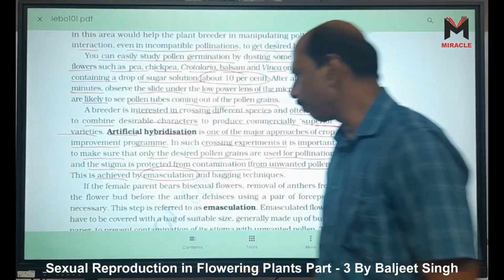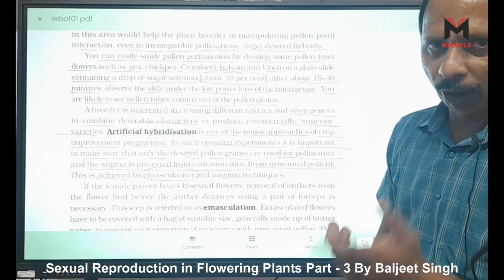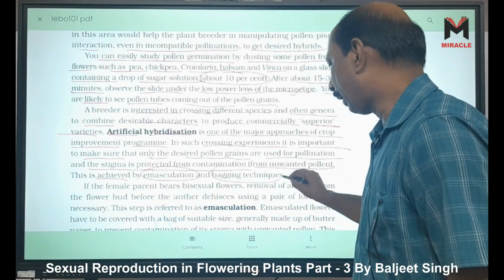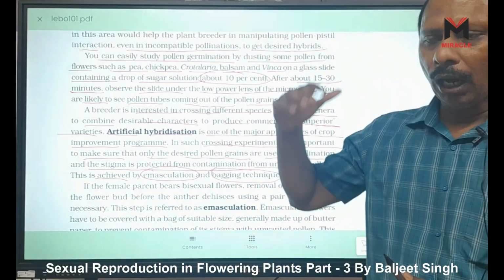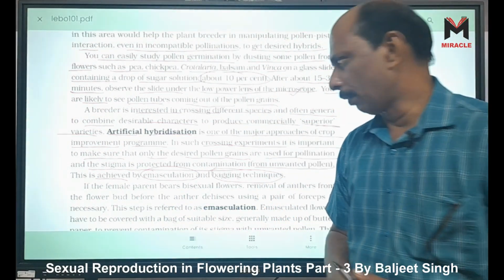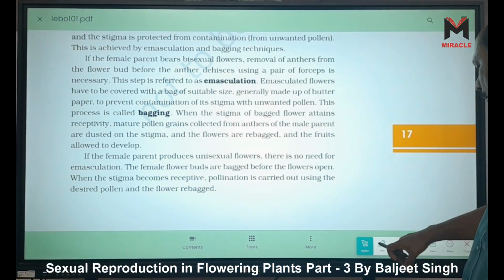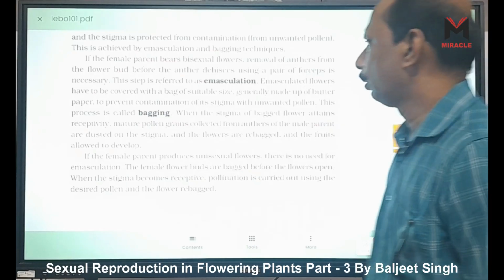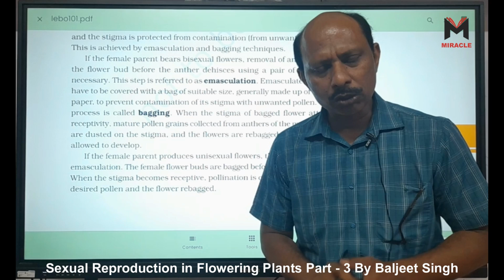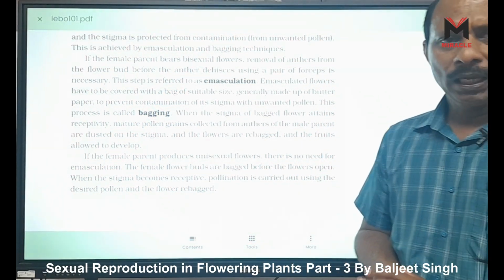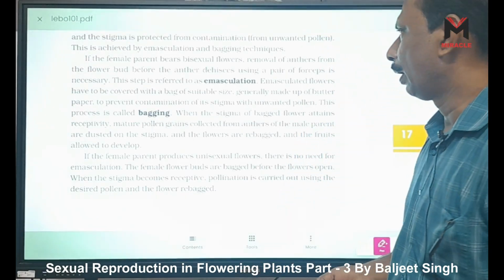First is emasculation. Emasculation is what? To remove the unwanted pollen grains, right? Second is bagging technique. Bagging means we have to cover the female flower so that the unwanted pollen grains never reach the stigma. And this is given here also. If the female parent bears a bisexual flower, then emasculation is needed, right? If it is a unisexual flower, means no pollen grains, no emasculation is there, right?